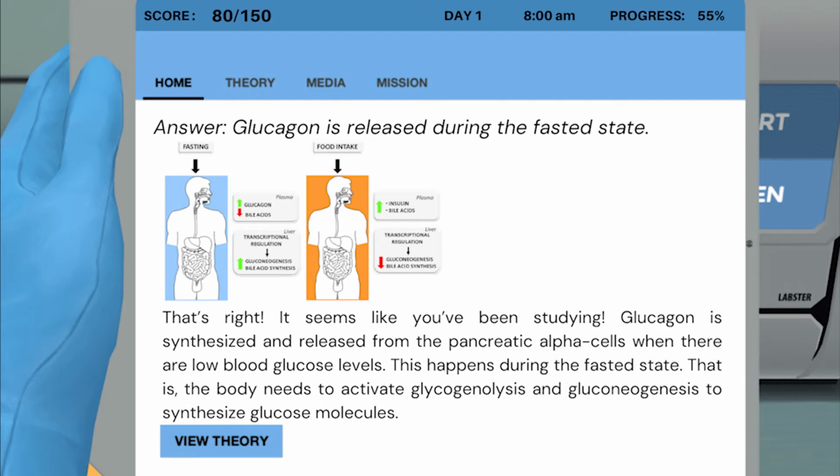Glucagon is synthesized and released from the pancreatic alpha cells when there are low blood glucose levels. This happens during the fasted state, that is, the body needs to activate glycogenolysis and gluconeogenesis to synthesize glucose molecules. When glucagon is released, one of the organs that it can enter is the liver that contains glucagon receptors. When glucagon attaches to the glucagon receptor in the liver, it will activate glycogenolysis and gluconeogenesis in the liver, allowing the liver to synthesize glucose and disseminate it to tissues or organs that need glucose.